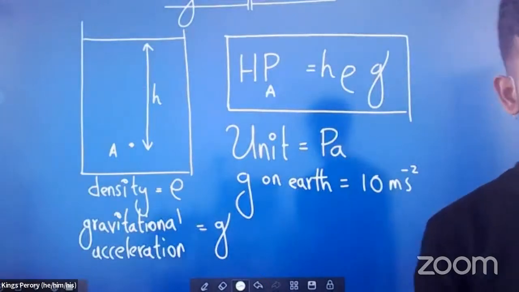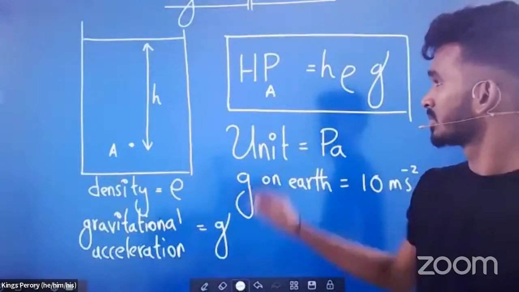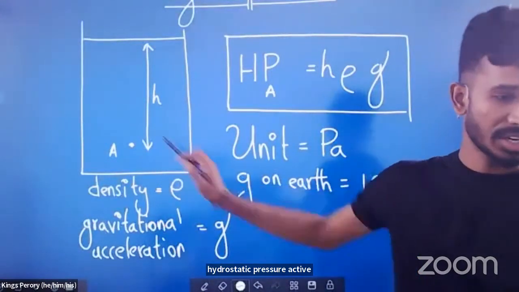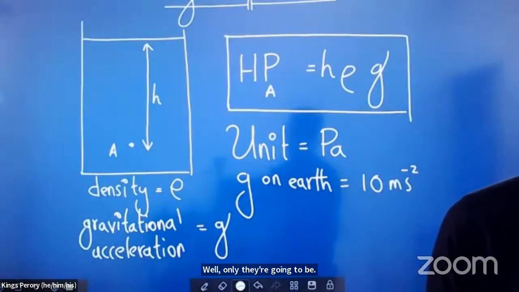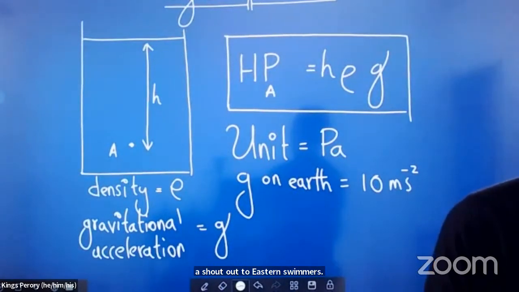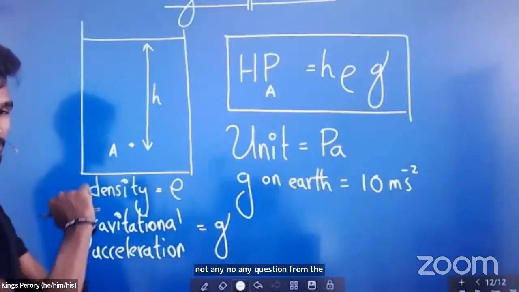What does HPA mean? Hydrostatic pressure at A. For A only we are calculating. For a certain point only we calculate the hydrostatic pressure. So shout out to Eastern students. No questions? Fine. I hope all of you are done.